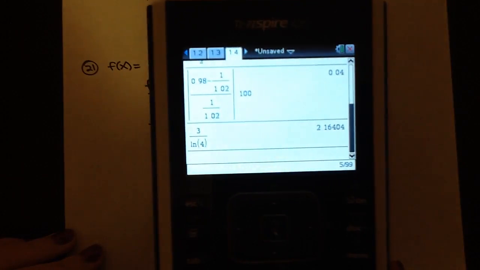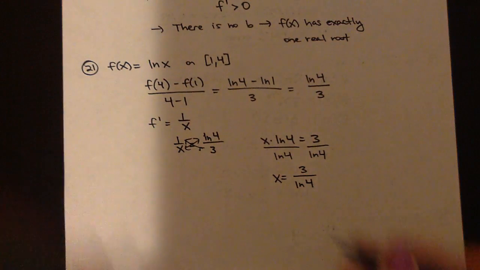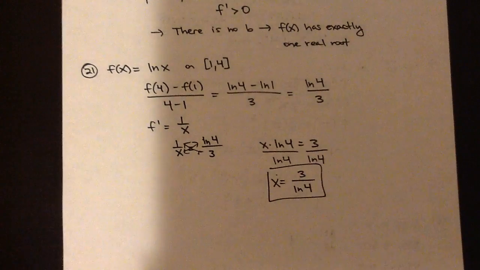It's about 2.164, so that is on our given interval. So that's what you do. When you confirm the mean value theorem, you come up with the actual value that makes it work.